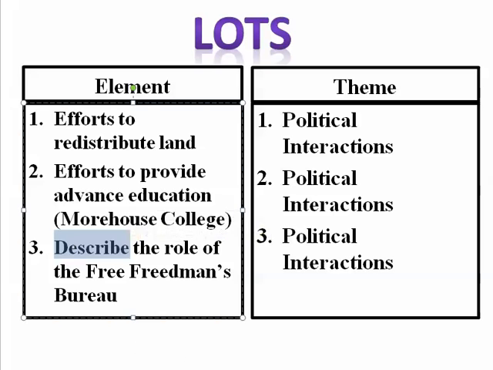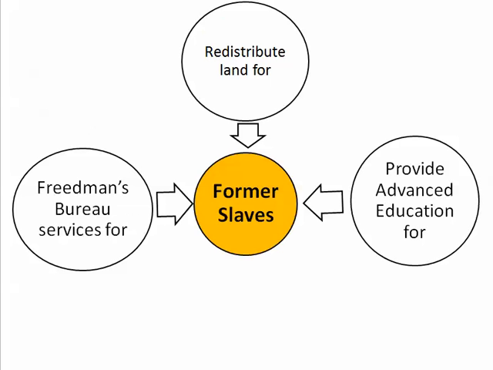Alright, so here's the way I see this standard. Former slaves, during Reconstruction, how were they provided advanced education, and how was land distributed for former slaves, or was it? And then the Freedmen's Bureau, what services did it offer, or what role did it take in dealing with former slaves? That's the way I interpret this standard. You may look at it a little differently.